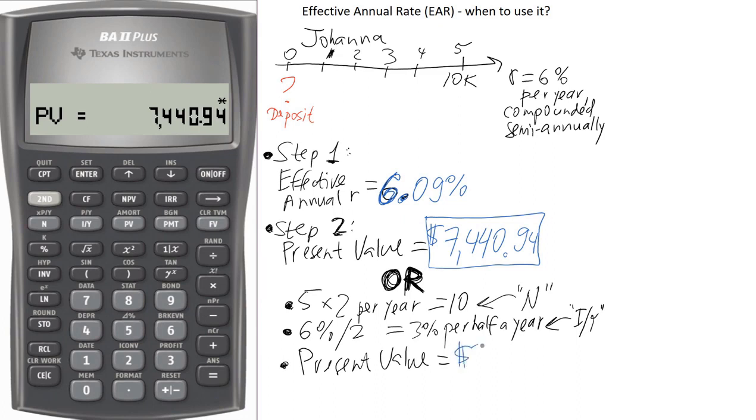Okay, so it's again $7,440.94. See, they're exactly the same, and this is how it should be. And notice how in the second approach we didn't need to use the effective rate at all. So it's actually a lot simpler, right? You don't need that extra formula to keep in your head so that you can do the math right.